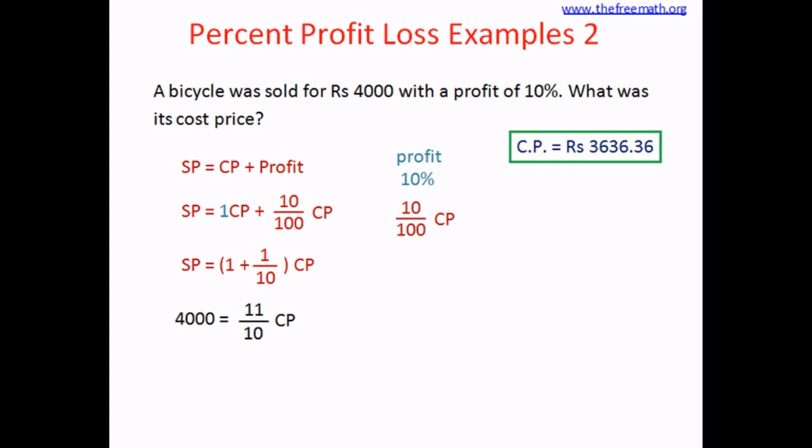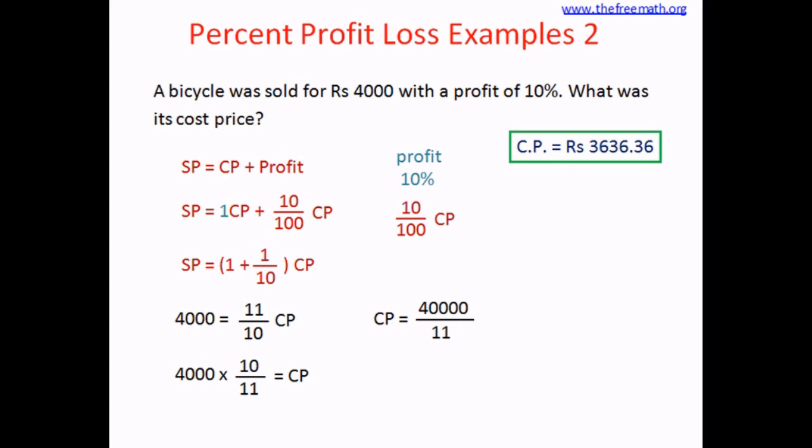On the left hand side, let's substitute the value of SP. SP, the selling price here, is 4000. So you get 4000 equals 11 over 10 CP. Let's multiply both the sides by 10 over 11 so that on the right hand side we will have only CP. Let's isolate that CP. So you get 4000 multiplied by 10 over 11 equals CP. 4000 multiplied by 10 is 40,000. That means CP equals 40,000 divided by 11.